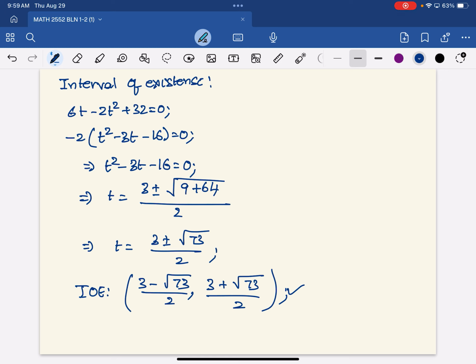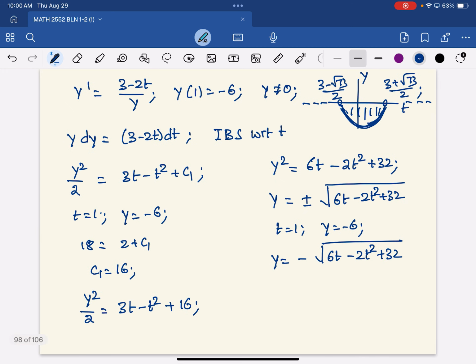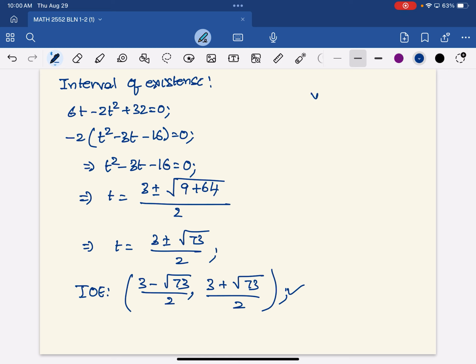When you say y cannot equal 0, can you explain that first? Y is not equal to 0 because, there are two ways I can explain that. Y prime equals (3 minus 2t) divided by y, and I said y not equal to 0. Rewrite this differential equation like this: y times y prime is going to be 3 minus 2t, right? Now, if y is 0, then you get 3 minus 2t equals 0. There is no differential equation to begin with. Do you see that? So, what are we solving?